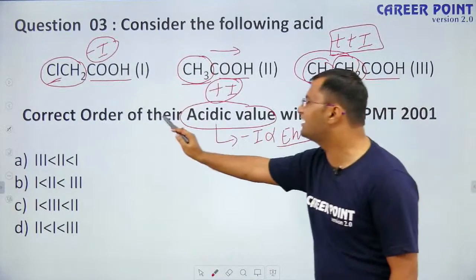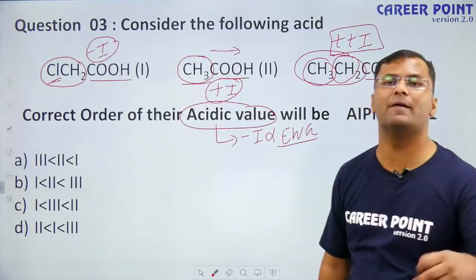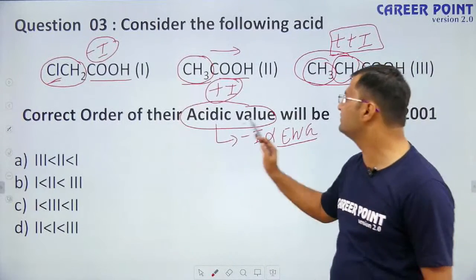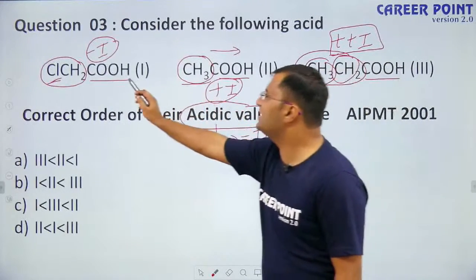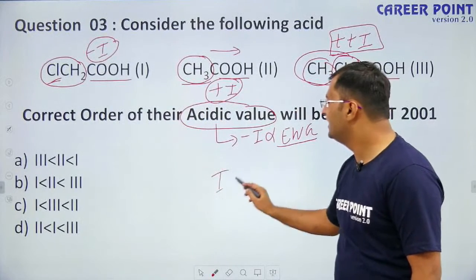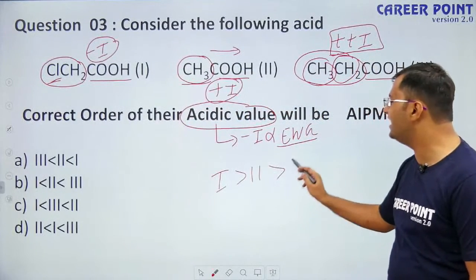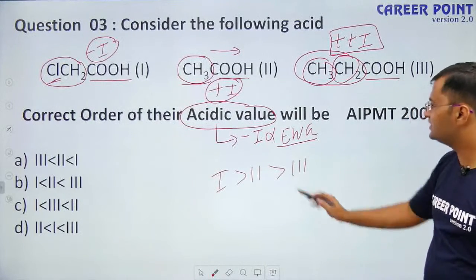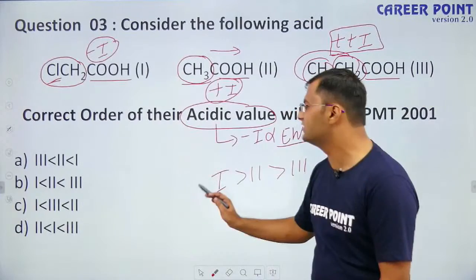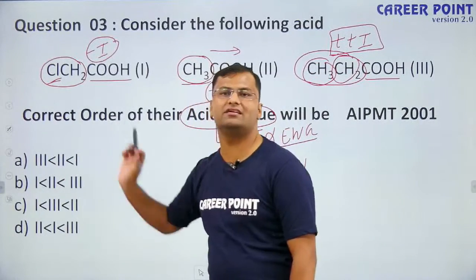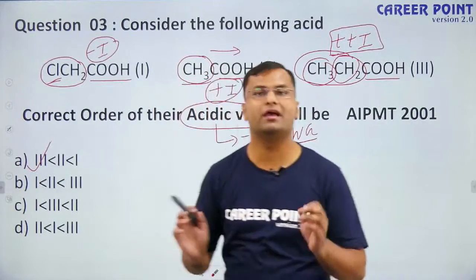But we have to find out the correct order of acidic value of minus I, means you have to find out the more minus I effect causes more acidic value. So according to all these, this first compound will be more acidic, as second is more acidic as compared to third. This is first, second, third. So the correct order of acidic value is first greater than second greater than third. So the correct option of this question is option number A.